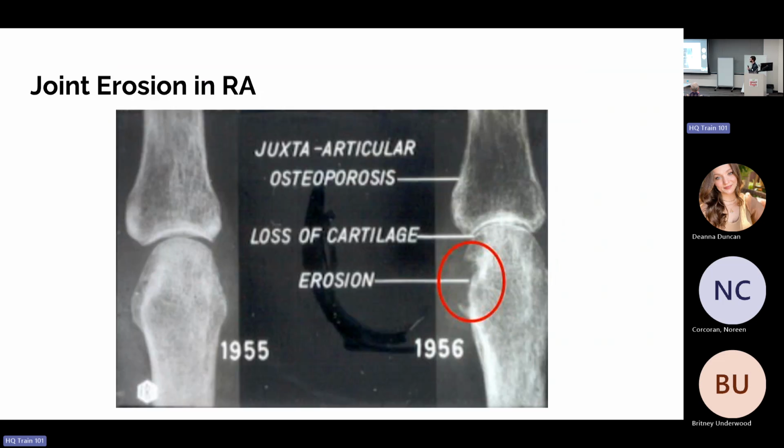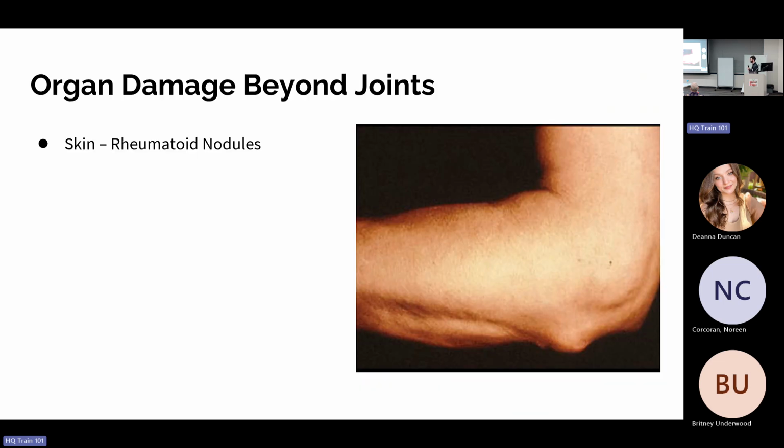What this looks like under X-ray, you can see this individual has rheumatoid arthritis, and this X-ray was done in 1955. Just a year later, you can see that erosion in that red circle in that same joint. The inflammation from that lining of the joint in that finger has actually damaged that bone and caused permanent joint damage. And I'll show you what that looks like in real life in a few slides with chronic untreated rheumatoid arthritis. But like I mentioned earlier, rheumatoid arthritis is not just a joint disease.